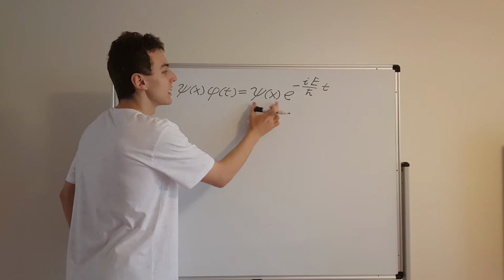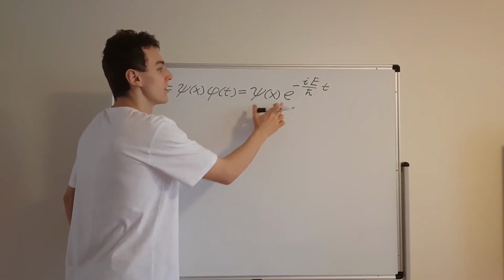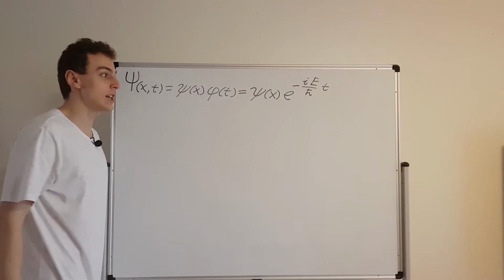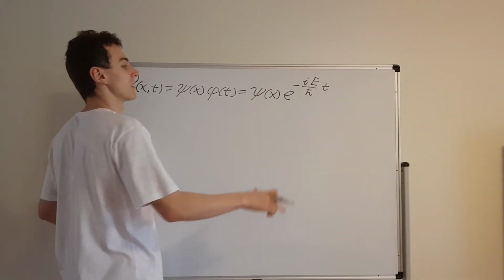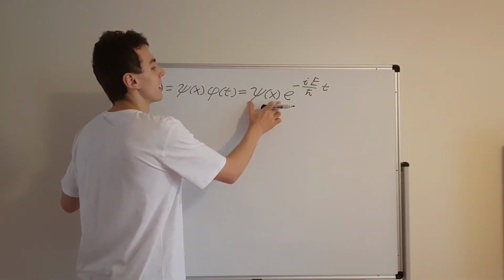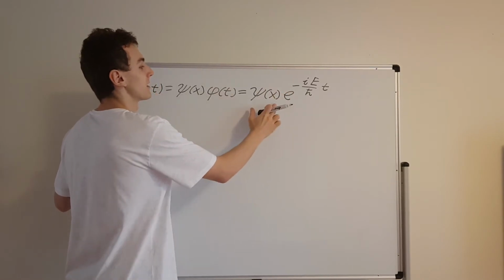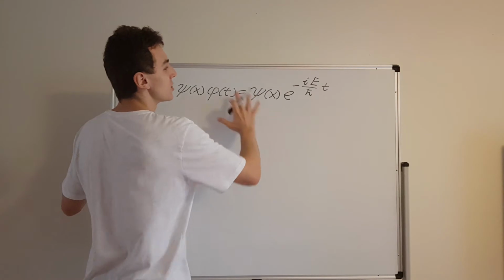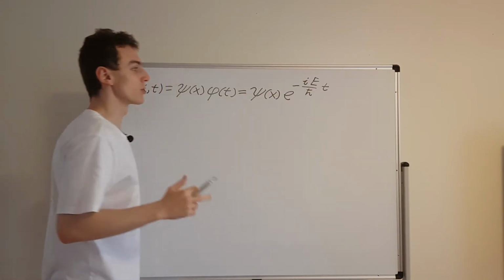This guy over here, this lowercase psi of x, solves the time independent Schrödinger equation. And that's actually what the last video was about. It's the time independent Schrödinger equation and how we can solve that by specifying V of x. So this over here is the general form of a separable solution.